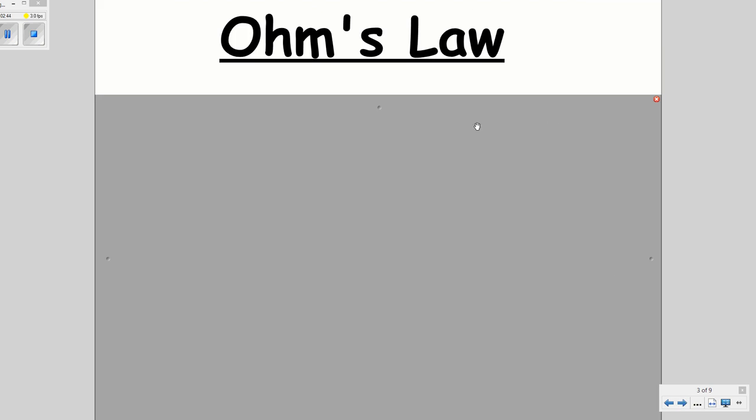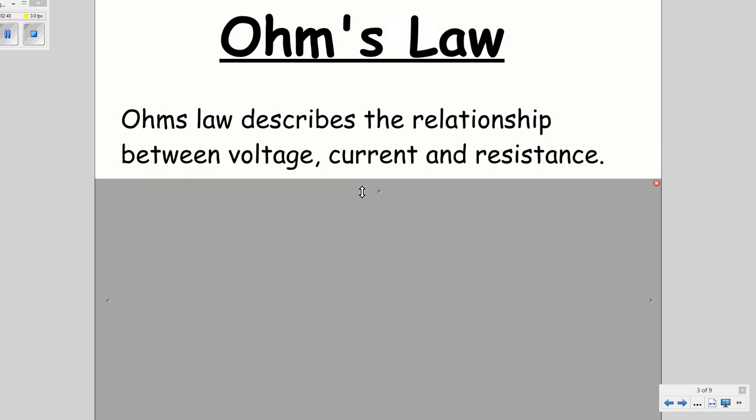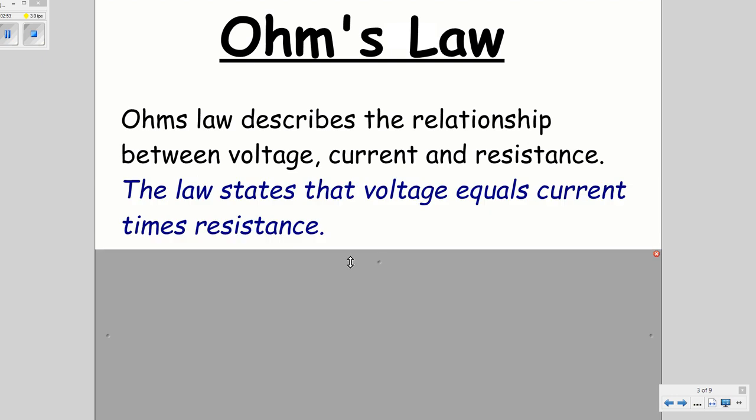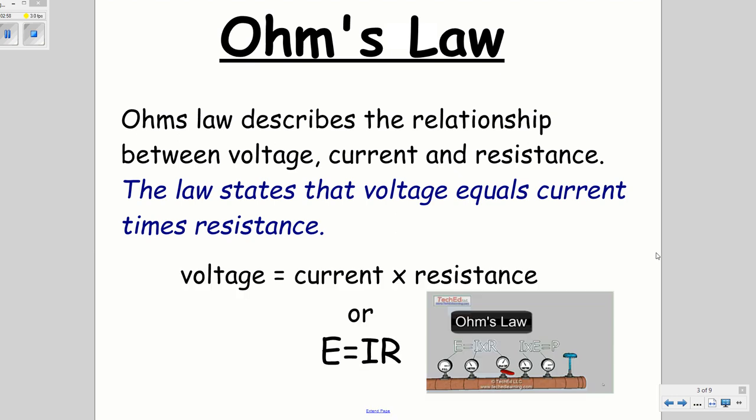Let's go through Ohm's Law now. Ohm's Law describes the relationship between voltage, current, and resistance. It states that the voltage equals current times resistance. It looks like this: voltage, which is E, equals current, I, times resistance. When two letters are side by side, you don't have to put an operation symbol in between them, but you might find that putting the multiplication symbol or a dot will help you when you go along towards doing the actual operations.